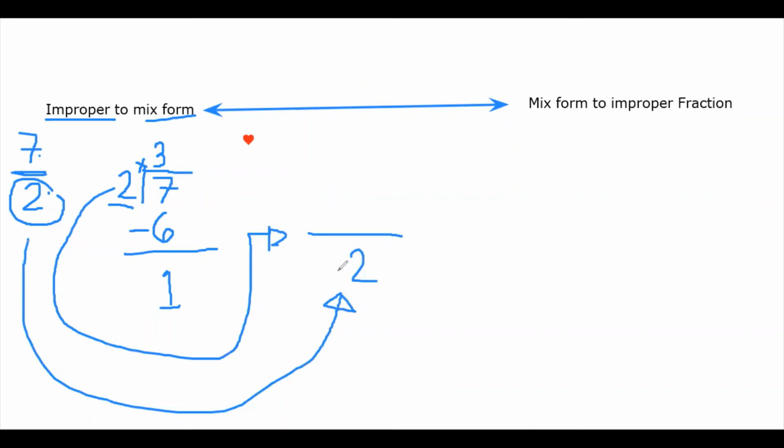Okay, the divisor or the denominator will remain as denominator. And the remainder will come on the top. That turns out to be our numerator, and the quotient will be our whole number. So we have 3 and 1/2. It seems like they are changing position with each other.